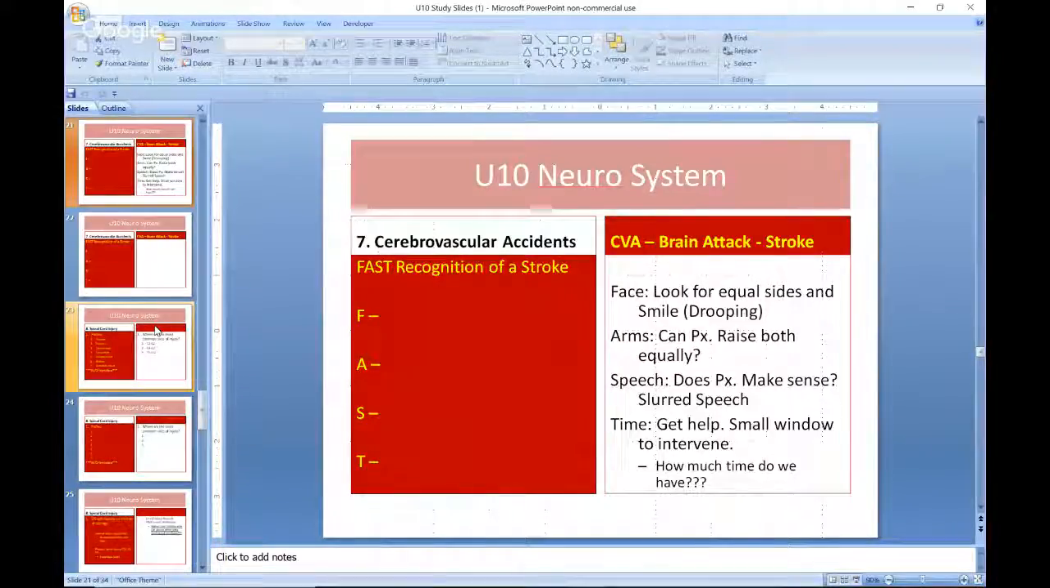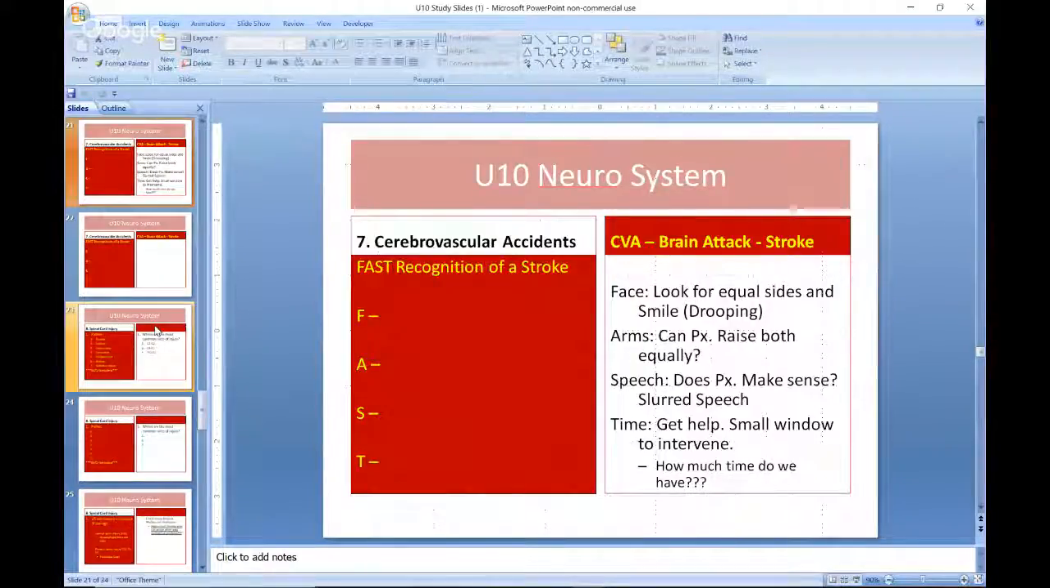Under face, what am I looking for? Drooping. Yep, if they're having a stroke, they're going to have drooping on one side. Arms, what are you looking for in the arms? If they can equally hold them up at the same time. Perfect. Speech? Slurring. Yep, drunk man's disease. And time. How much time do we have after a stroke starts to intervene?